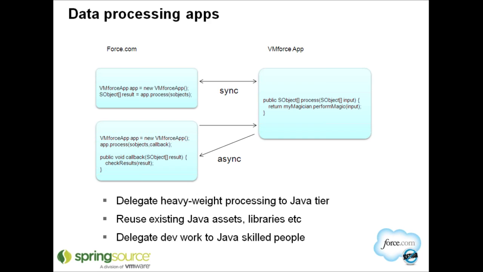Another example is a data processing scenario. Let's say, again, you have an existing app that has some kind of heavyweight processing: foreign exchange, currency, stock trading, things like those. You want to be able to leverage a lot of those existing assets and maybe even libraries that have been developed over time, over, say, the 10 years of Java's life, by calling out from Force.com into a VMforce app.